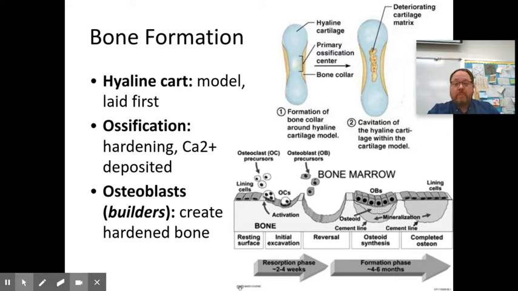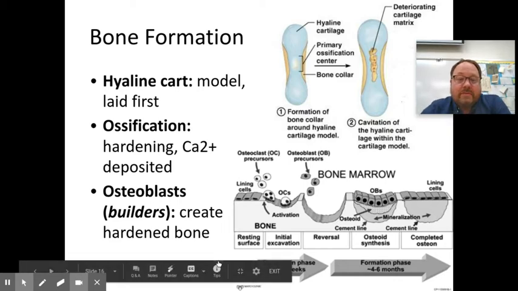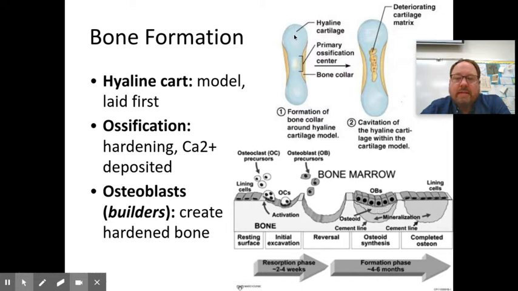Let's talk a little bit about bone formation, and then in the last clip we'll talk about all the bad things that can happen. All right, so in a developing fetus, the first thing that happens is hyaline cartilage gets laid down first. So you get this glossy cartilage put down first, and that acts as sort of a model for the process of ossification. With ossification, you replace the cartilage with these calcium ions that link together to form a hardened matrix. The cells that do this work are called osteoblasts.